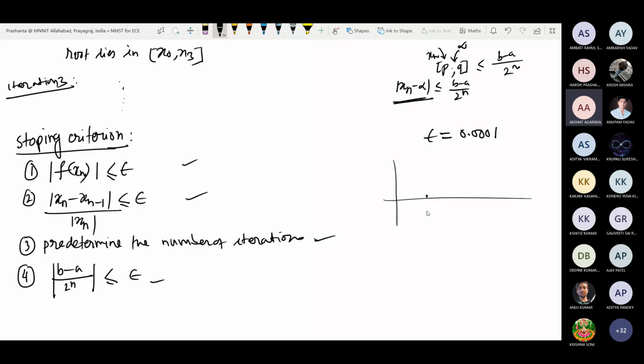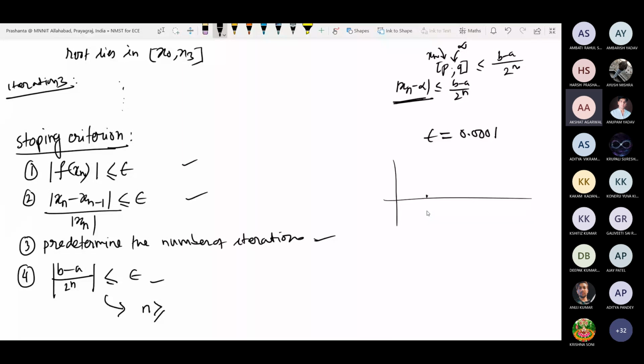So can you tell me, if epsilon is known to you, b is known to you, a is known to you, what will be the number of iterations? What is the smallest value of the number of iterations n? Tell me from this last relation. From here do some calculation and tell me. n will be greater than or equal to some expression. Take logarithm on both sides and do some manipulation. Sir, log of (b minus a) by epsilon to the base 2.